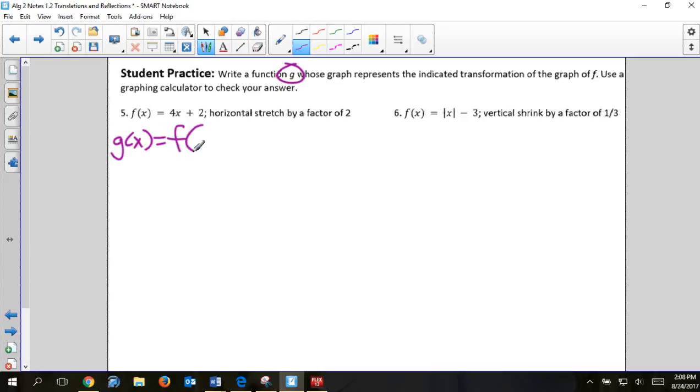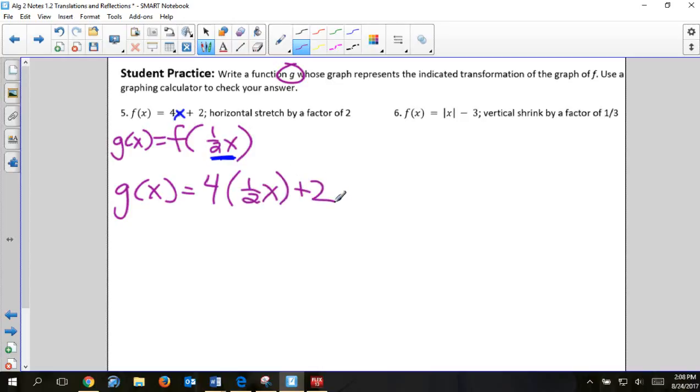But if it's horizontal and it goes inside, what happens when it goes inside? It's got to be a reciprocal, right? It's got to change somehow. So what is the reciprocal of 2? 1/2. So we have the reciprocal, 1/2 x. We talked about this yesterday. If you do f of something, that means take this and completely replace x with that. So we're going to completely replace x with that. We're going to have g of x equals 4 parentheses 1/2 x plus 2. So we completely replace x with 1/2 x.